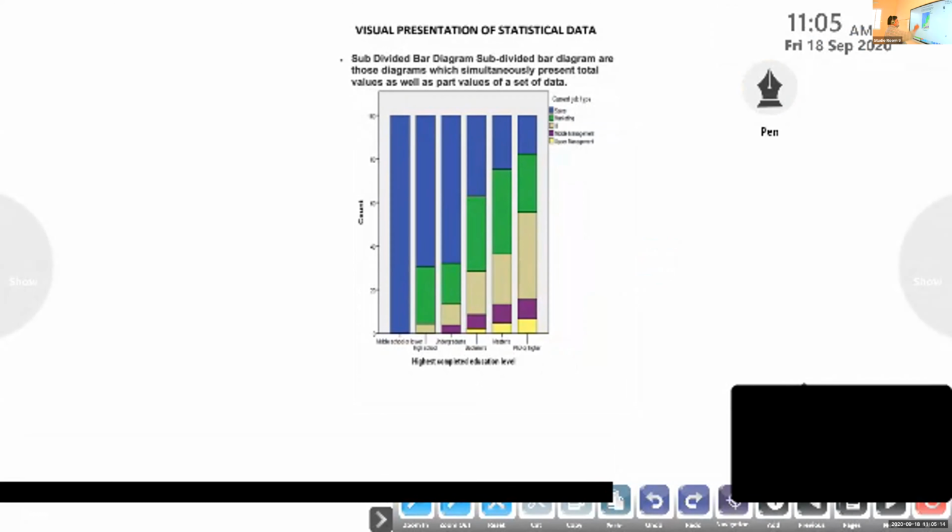Within the set, subsets we are able to find: A, B, C, D, E. Like that, subsets we are able to find, so at that time we use a subdivided bar diagram. Hope you know this also. Any doubts related to the subdivided bar diagram? Anybody? You know how to construct a subdivided bar diagram, right? Yes, sir.